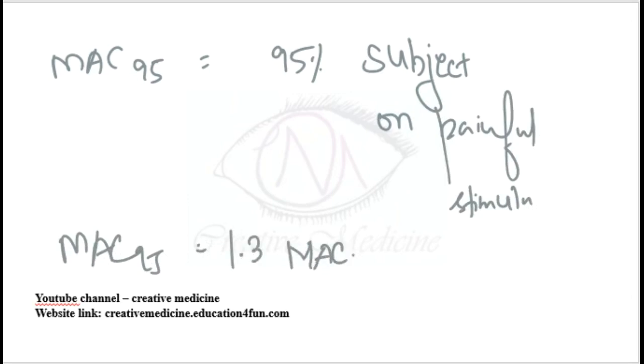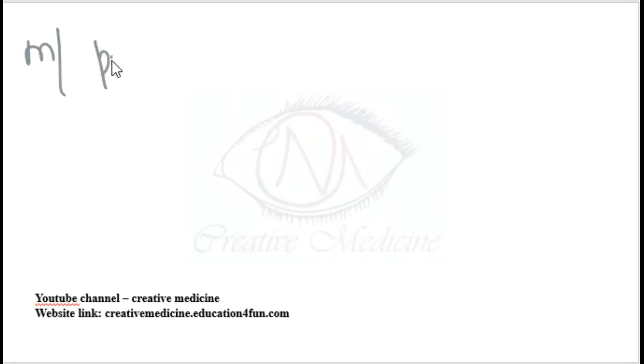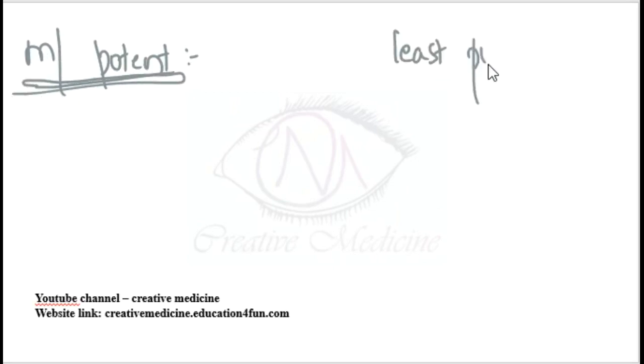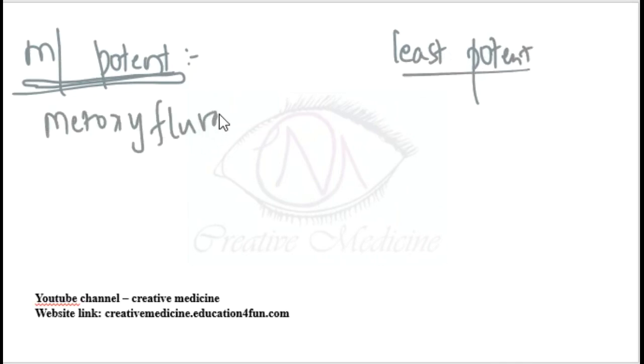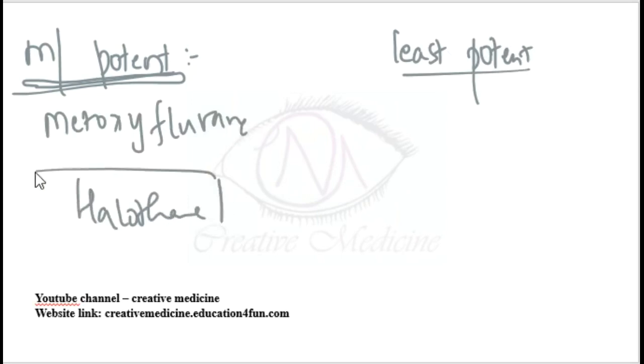So minimum alveolar concentration tells us about the potency. The most potent inhalational agent overall is methoxyflurane, but it is not used now. The currently used one is halothane. The least potent overall is nitrous oxide, whereas the least potent volatile agent is desflurane.